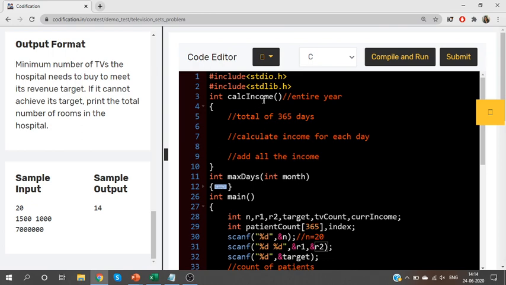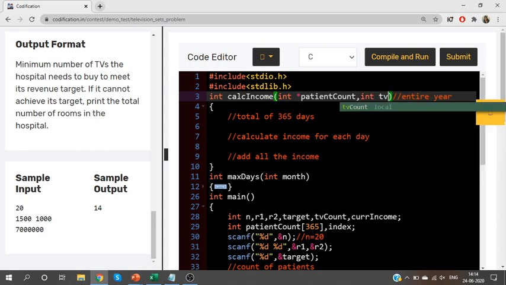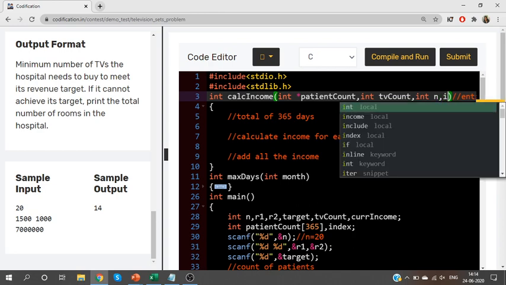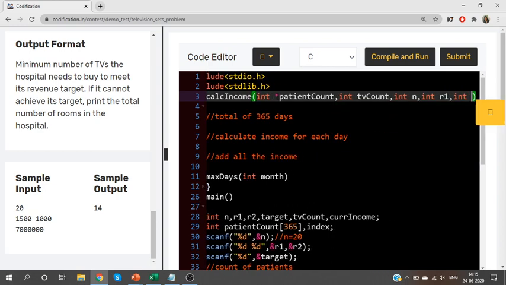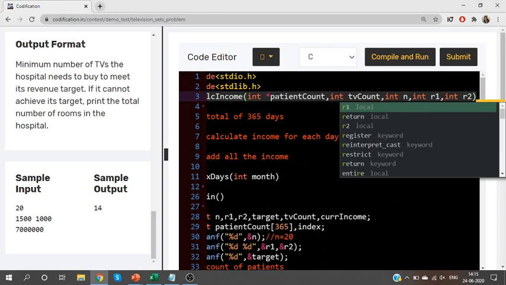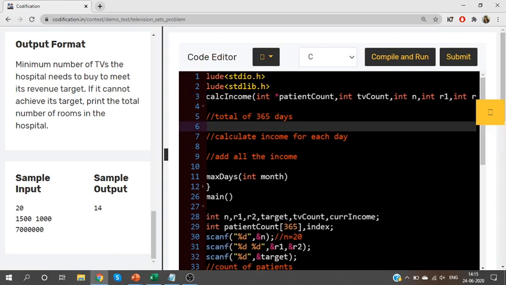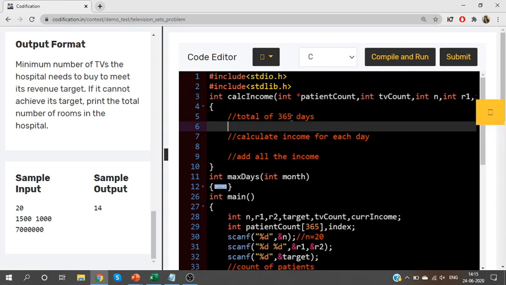Okay. The 5 variables are, first one is patient count, which is an array. Next one is TV count. Next we have the number of rooms, R1 value, R2 value. These are the values I have. Clear? So how can I define this function?